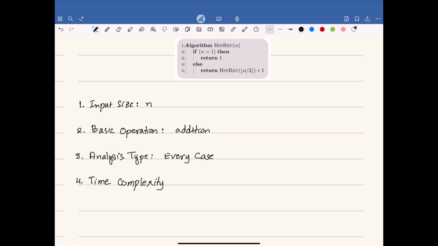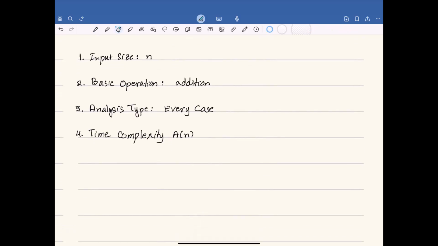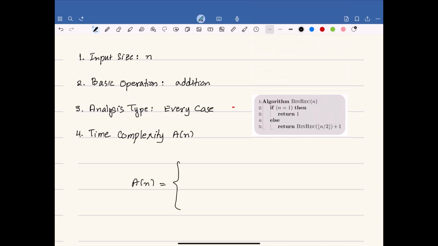Let us denote the number of additions performed by the algorithm by A of n. And this will be the time complexity for the algorithm. The time complexity is a recurrence relation. So we write A of n is equal to: for the direct solution, we do not have additions. So for n equal to 1, we have A of n is equal to 0.